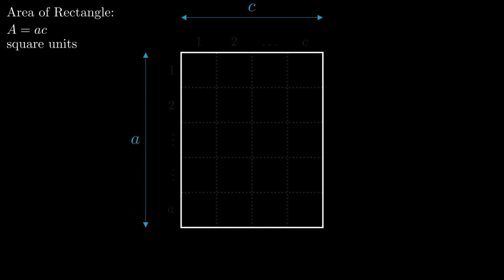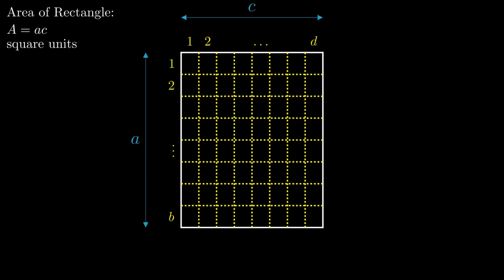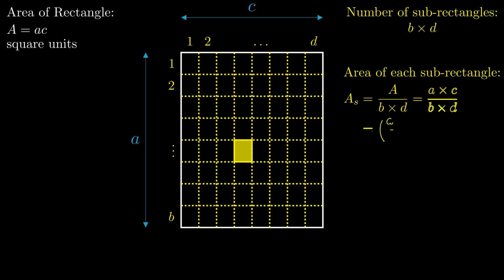Now divide the a side into b equal parts and the c side into d equal parts and extend these divisions into the rectangle by horizontal and vertical lines to divide the area into b times d equal subrectangles, not of unit area this time. Since, as we previously found, the total area is a times c, the area of each of the subrectangles is a times c divided by b times d, which, as we saw, happens to equal the product of the rational numbers a over b times c over d.